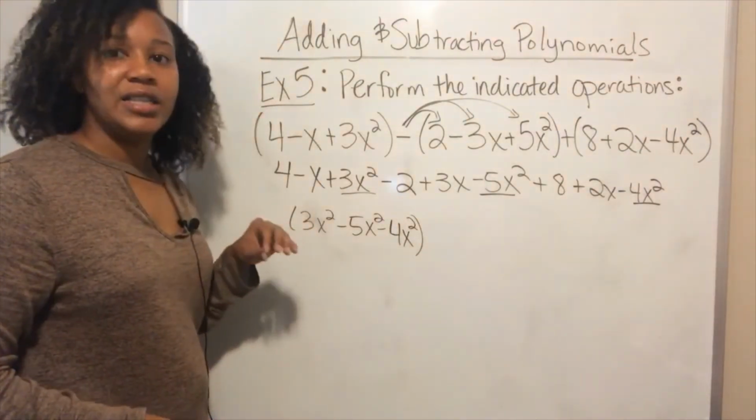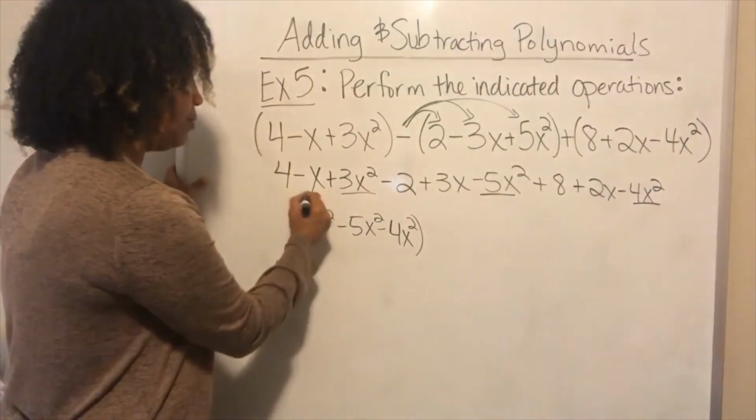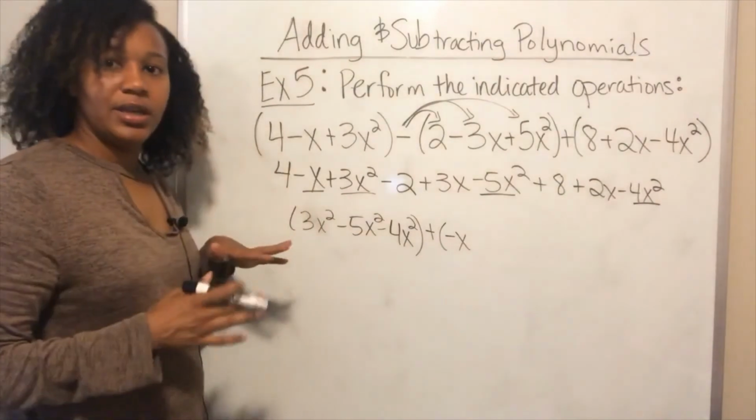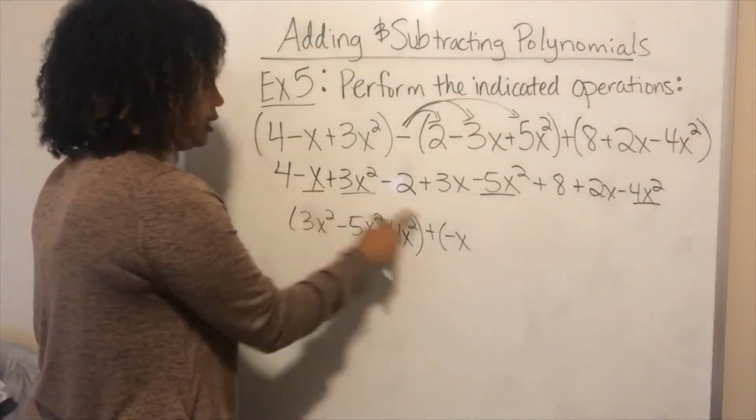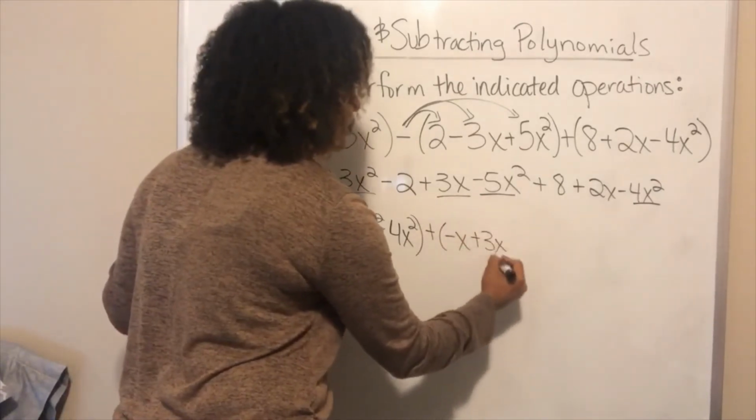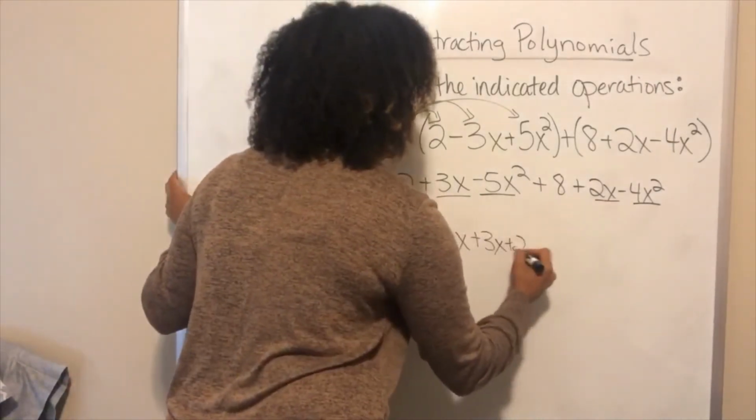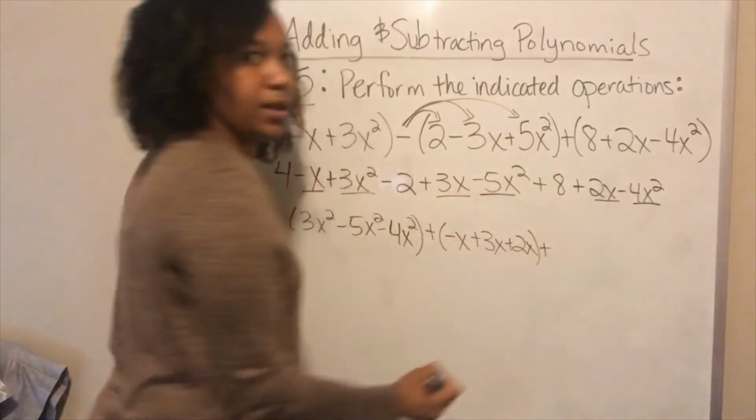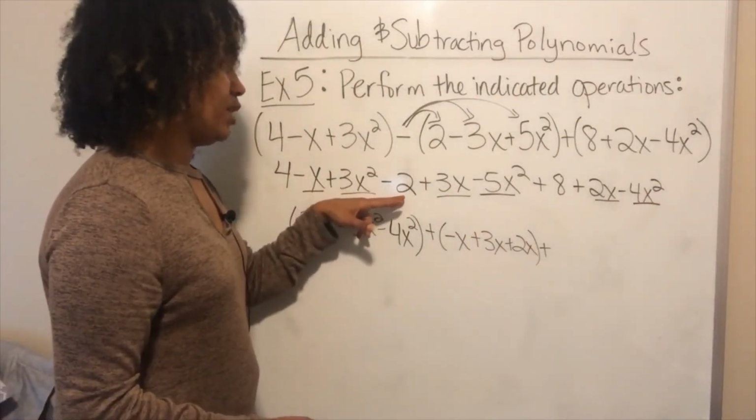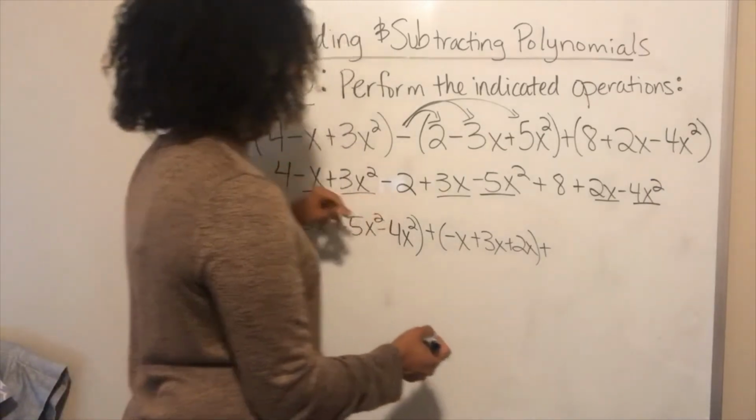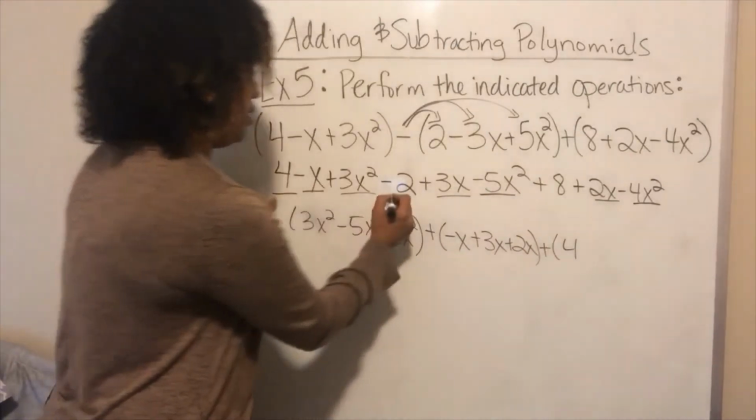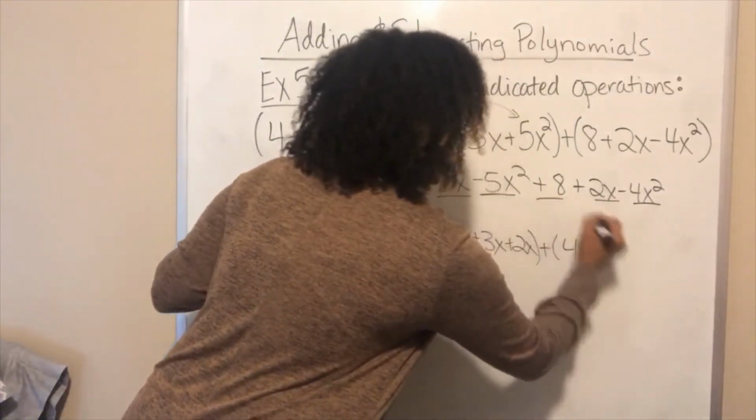My next highest exponent will be 1. So I have this minus x, and I put a plus sign. I always put a plus sign in between the parentheses. The minus will go in with the x. I have this plus 3x, and I have this plus 2x. And then my last terms will be the numbers. So I have the 4 here, the minus 2 here, and the plus 8 here.